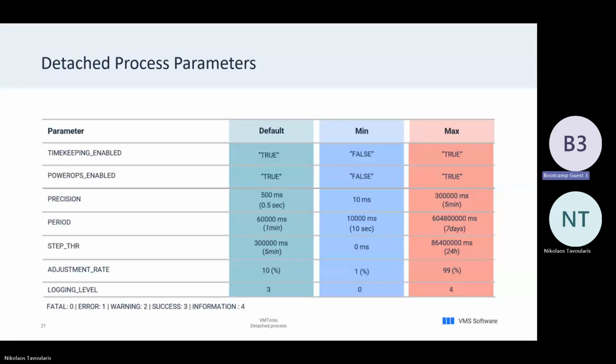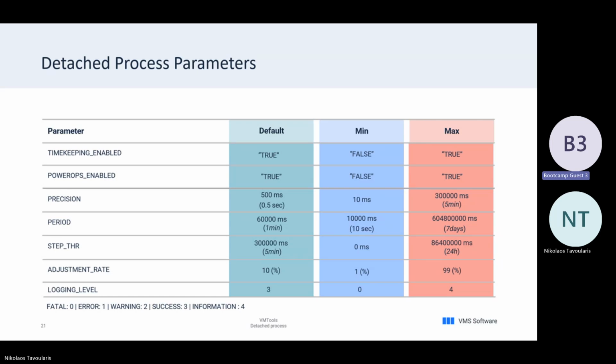So these are the parameters that we have in the detach process. First of all, you can enable or disable timekeeping with the timekeeping enable parameter. Notice that if you would like to run timekeeping, you have to disable DTSS or NTP. And if you prefer NTP, then you should disable timekeeping here. You can also disable the power ops with the power ops enable parameter. In case of KVM, power ops are disabled automatically, so you don't have to manually disable them.